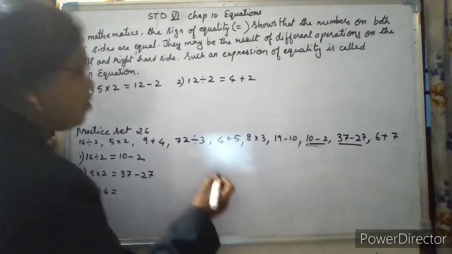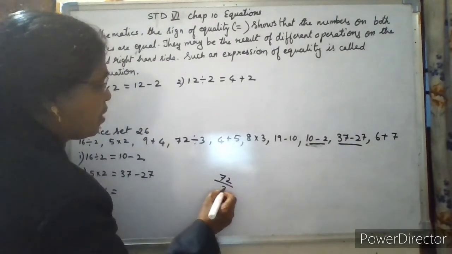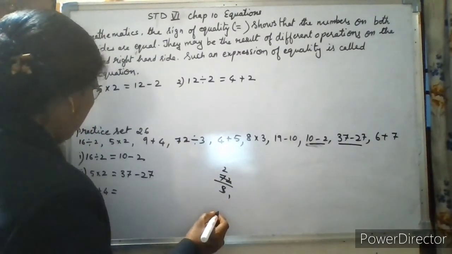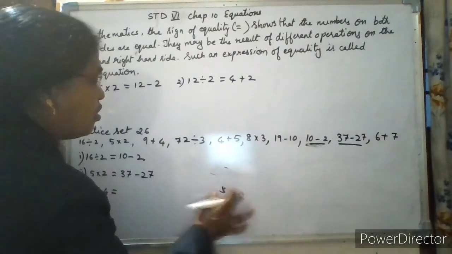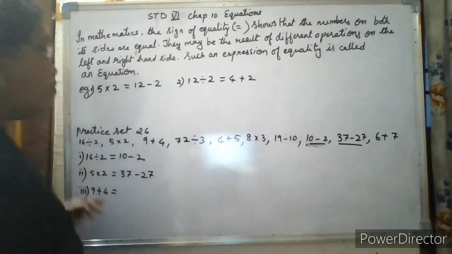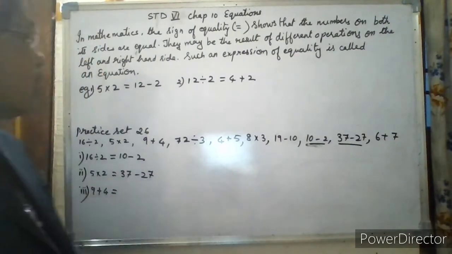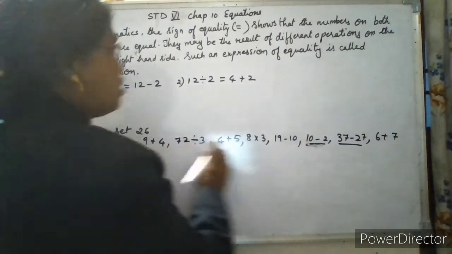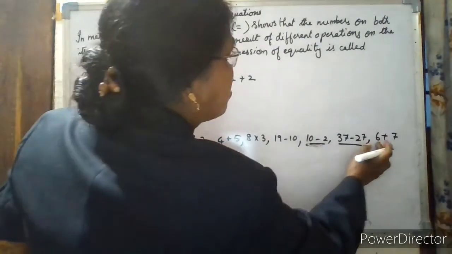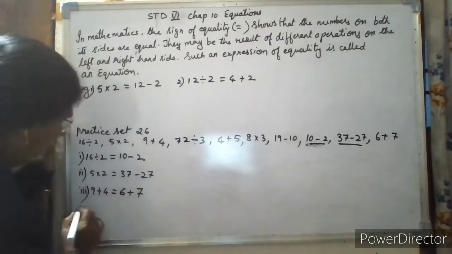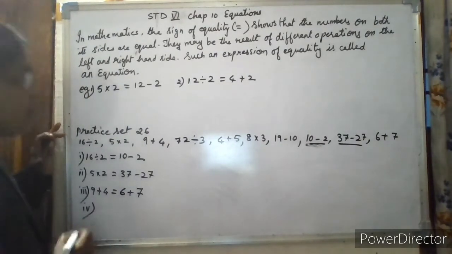Now you see 72 divided by 3. No, sorry. We should get 13 as the answer. So 6 plus 7. This is equal to 6 plus 7 equal to 13. Fourth equation which we get.